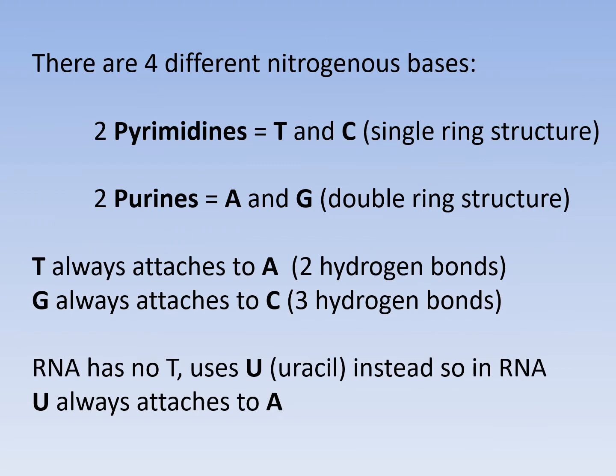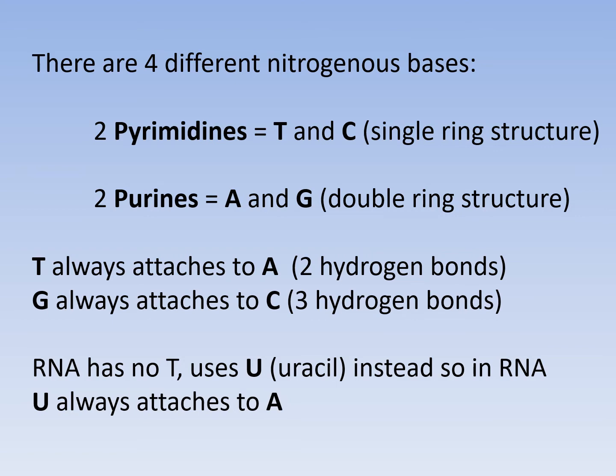So there's 4 different nitrogenous bases. 2 of these are called pyrimidines. They are T and C, thymine and cytosine. They have a single ring structure. And 2 are called purines, A and G. They are a double ring structure.